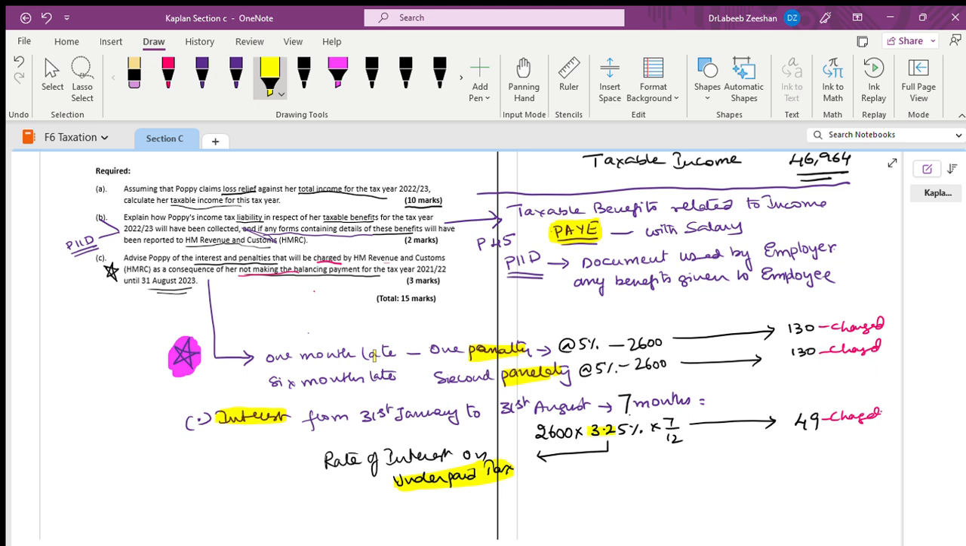How much is it? 3.25%. This is the penalty for underpayment of tax, whereas this is the penalty for late payment. Okay, clear? This is the penalty for late payment. This is the penalty for underpayment.